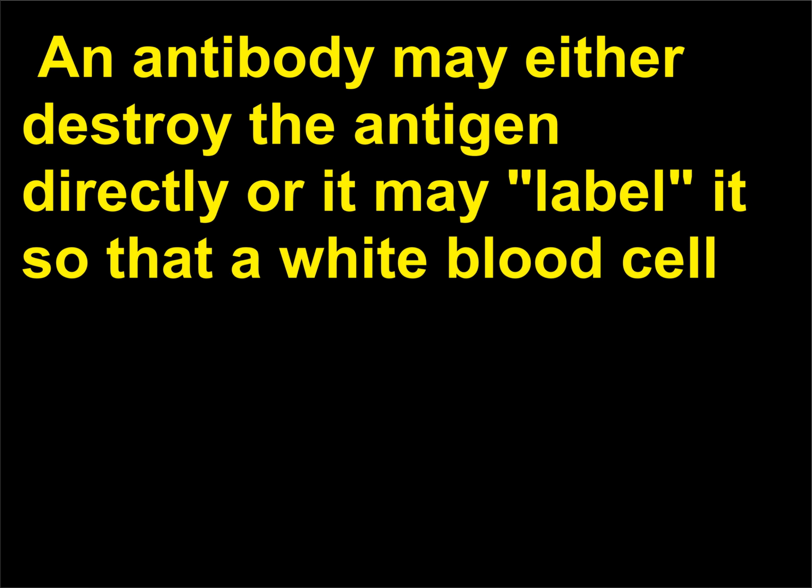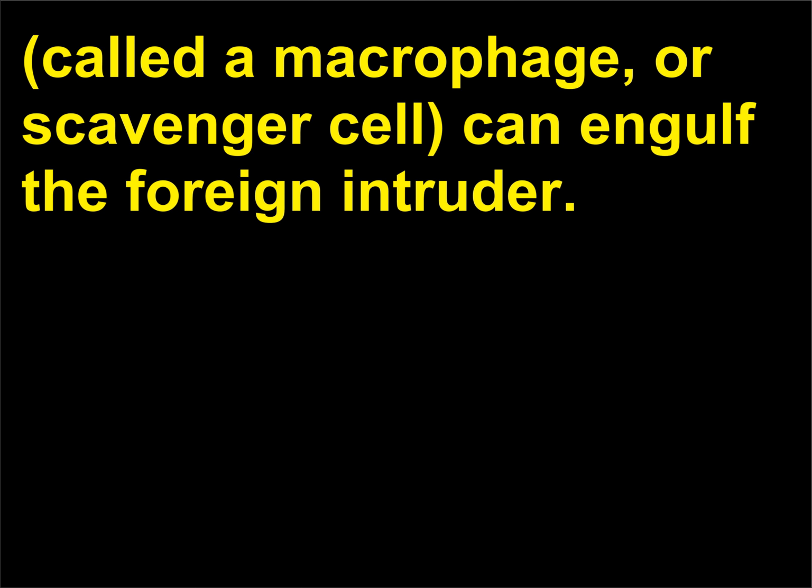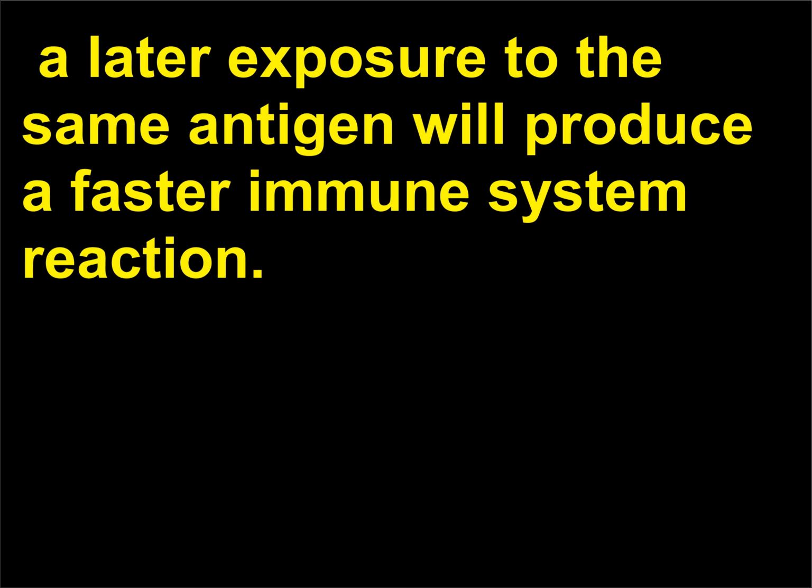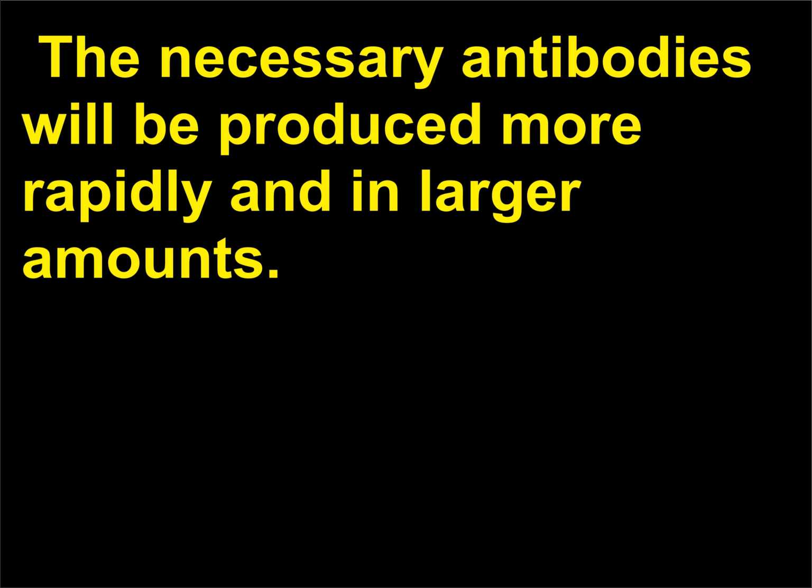An antibody may either destroy the antigen directly or it may label it so that a white blood cell, called a macrophage, or scavenger cell, can engulf the foreign intruder. After a human has been exposed to an antigen, a later exposure to the same antigen will produce a faster immune system reaction. The necessary antibodies will be produced more rapidly and in larger amounts.